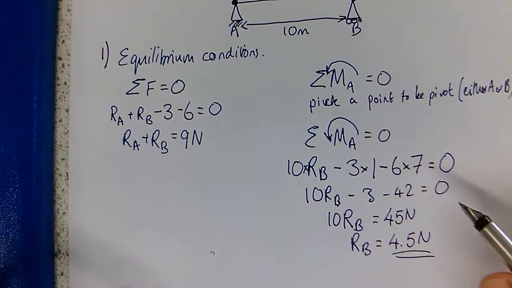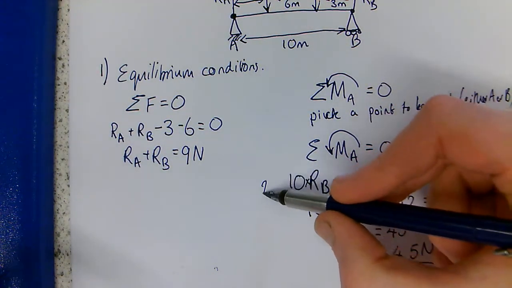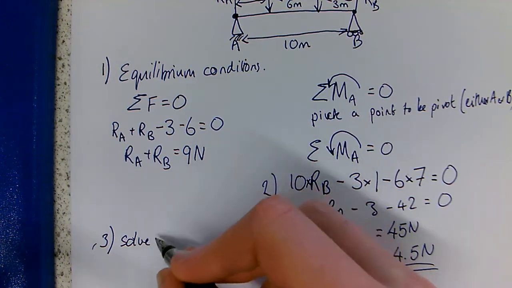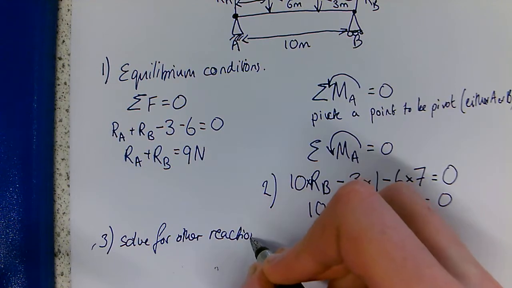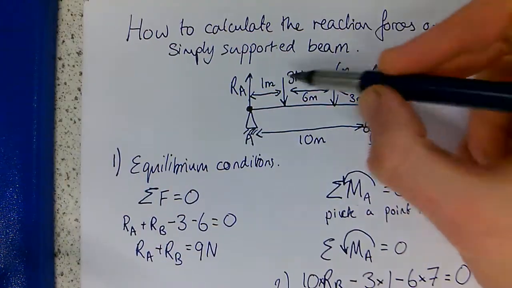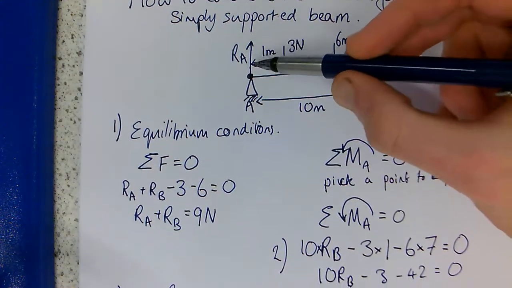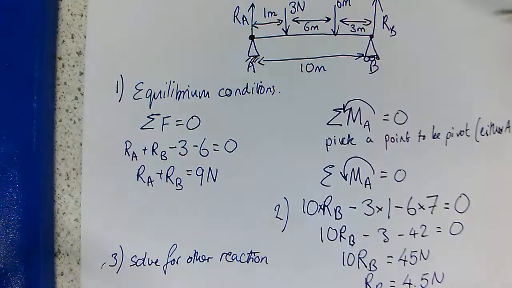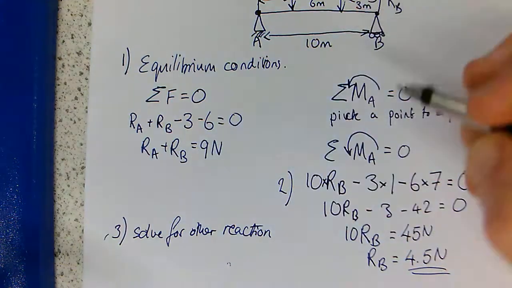Then our last step: so this is step 2, consider your moments, and step 3 is to solve for the missing reaction. So if you picked B to be your pivot, you would have found A by looking at your moments. With us choosing A to be our pivot, we found the size of reaction B. We just need to find the reaction at A, and we've got ourselves a useful expression for that.